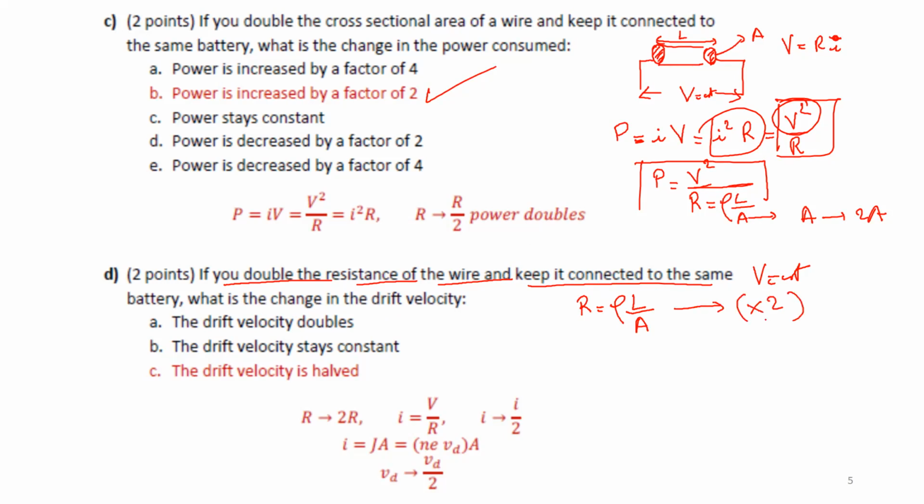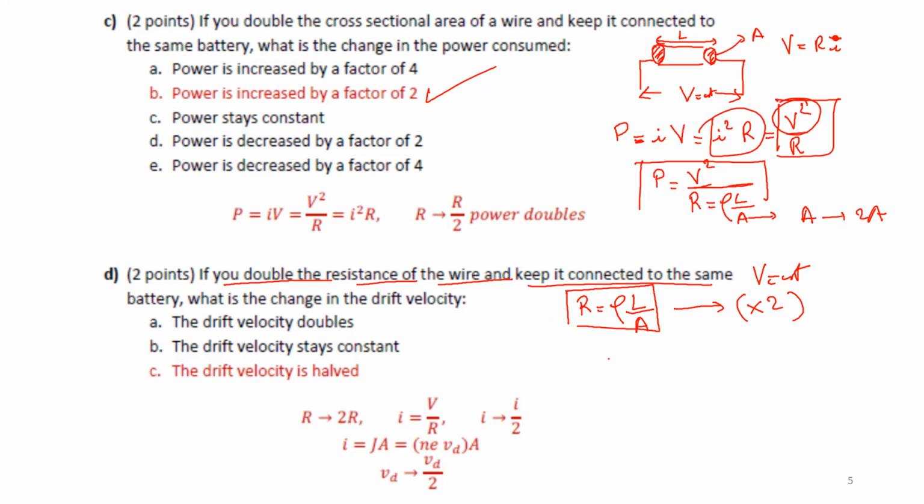Now, how I did it, I did not tell you. I did not tell you whether I multiplied the length by 2, or divided the cross-sectional area by 2. I did not say anything. I'm just telling you that I doubled the resistance. So we keep it as it is, and we say that the resistance has been doubled. Now, how will the drift velocity change? Now, let's get the drift velocity.